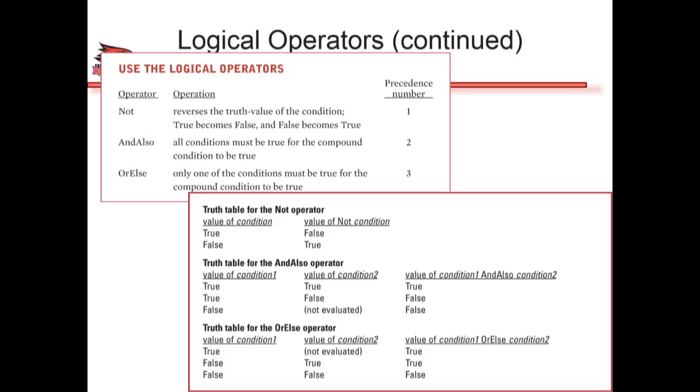And I mentioned and also, and or else: basically, if you have two conditions, it looks at the first condition. If it's true, then it does not go into the next condition anymore. So you save some time there. And at the bottom part you have some idea about true and false cases for not, and also, and or else.